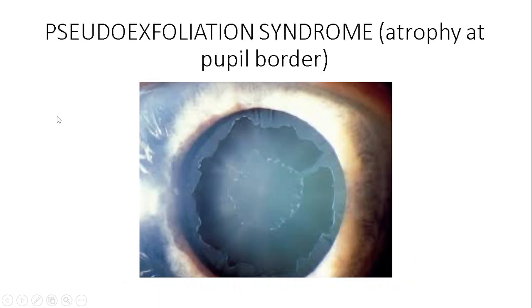And then the last but not the least cause or etiology is pseudoexfoliation syndrome. And what is pseudoexfoliation syndrome? You have dandruff-like material being released and then deposited on the surface of the crystalline lens, and sometimes within the aqueous and then on the iris, and the iris atrophy is basically at the pupillary border. Okay, so I bring this lecture to an end.